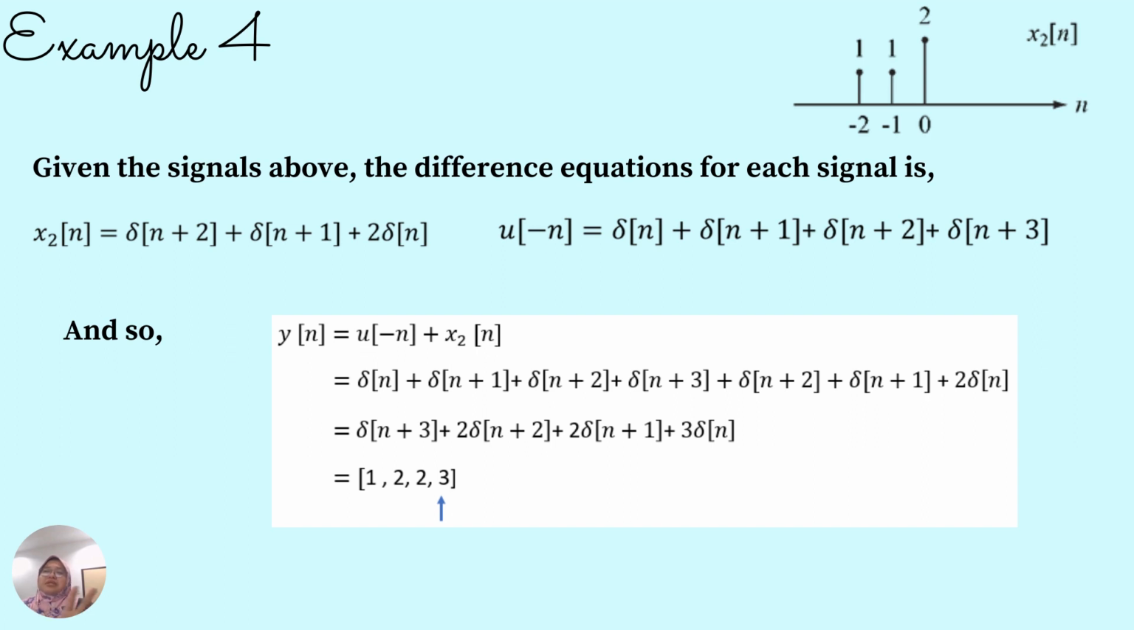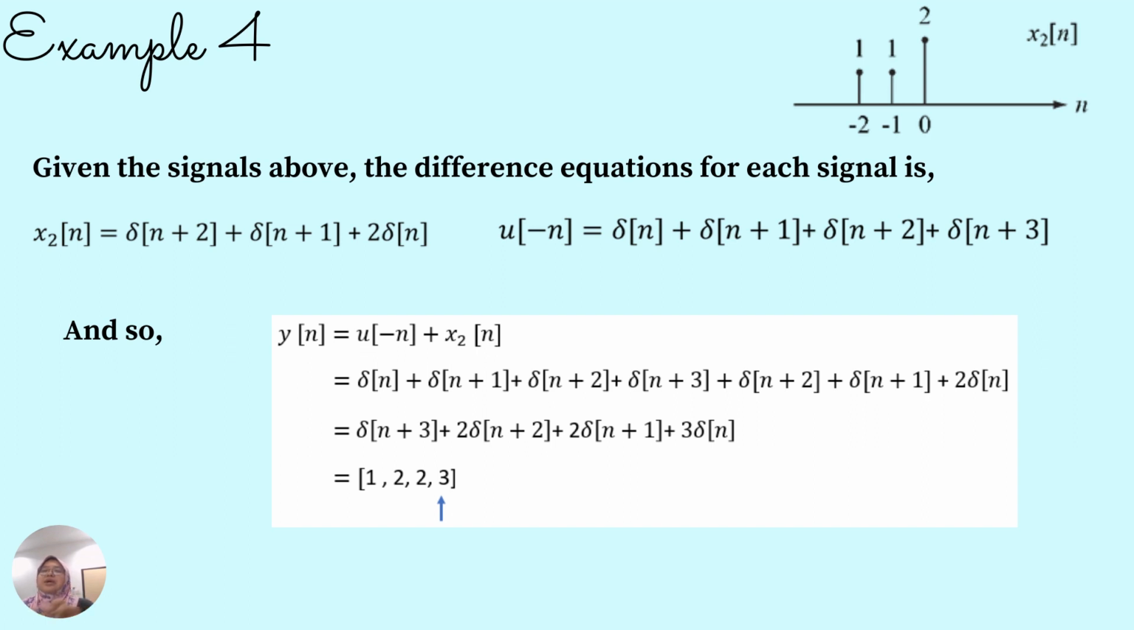So again, the method is the same. Cari plus yang paling besar sekali. Dekat sini adalah plus 3. So delta n plus 3. Ada berapa kali delta n plus 3? Ada satu kali sahaja. Dan the next one adalah plus 2. So ada berapa delta n plus 2? Ada 2. Dan kita tulis itu 2 delta n plus 2.